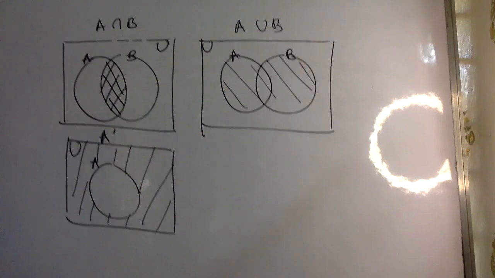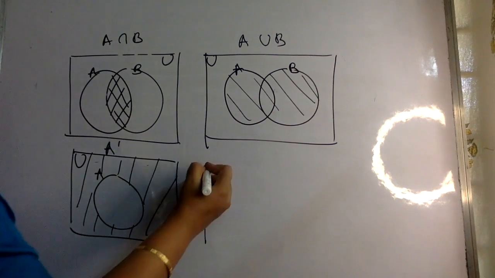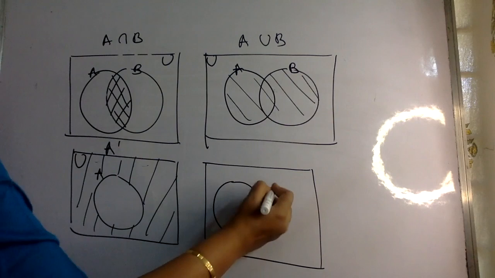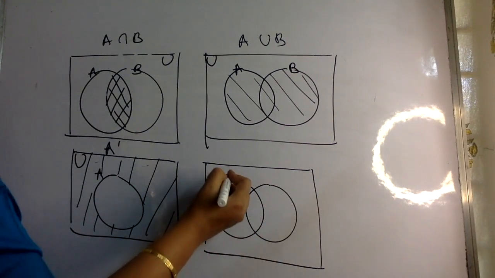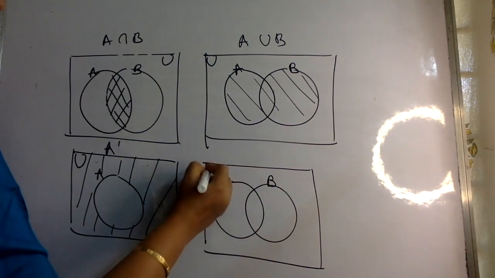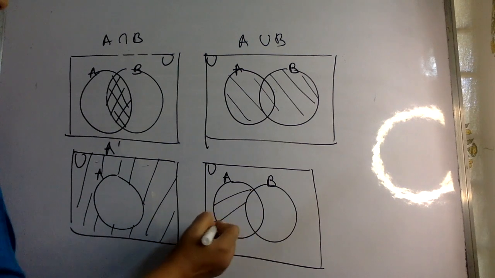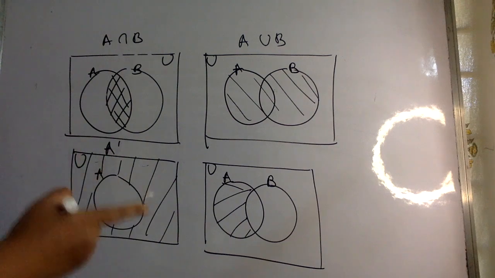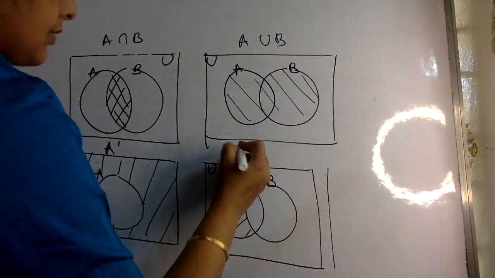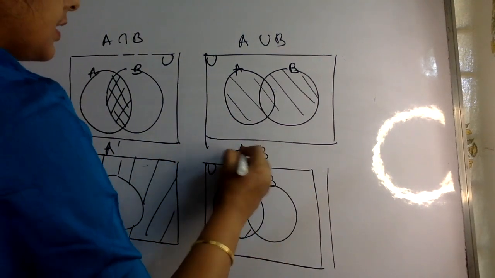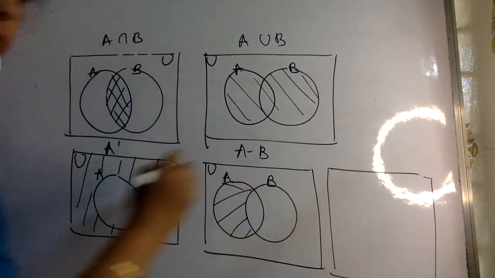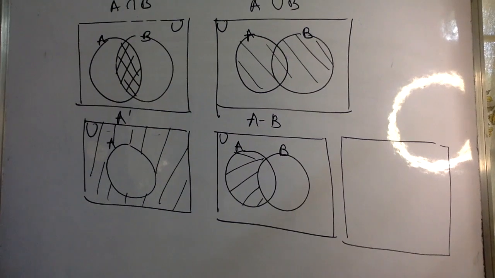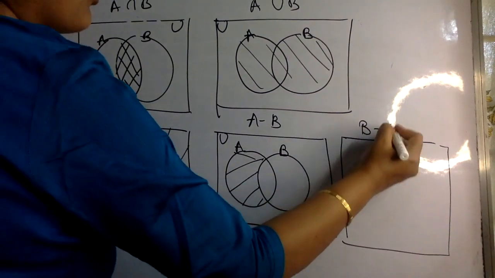Now let's take up A minus B. So A minus B is: A, B, and the universal set. A minus B is this area. If you learn it area-wise, it's easier. So this is A minus B. Let's talk about B minus A. So B minus A is what?